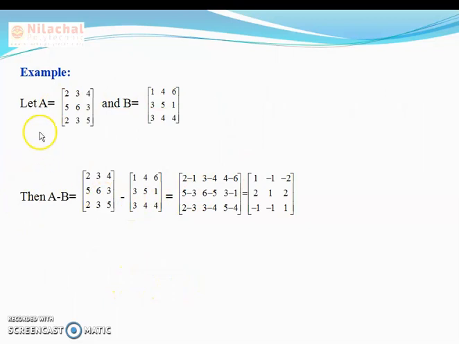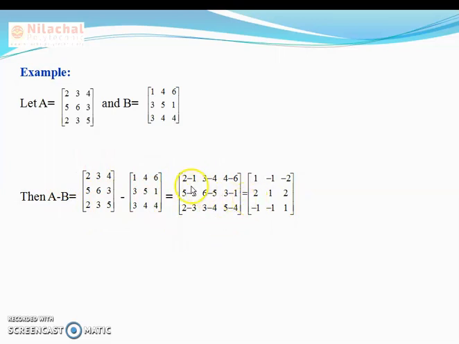Similarly, in a particular example, let A equal this much, B equal this much. Then A minus B equals, A and B will be written again. Then corresponding elements will be subtracted. 2 minus 1, here I am writing 2 minus 1. 3 minus 4. Here 4 minus 6. So similarly all these can be subtracted from the corresponding elements.